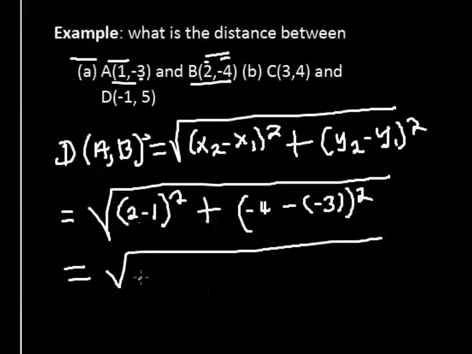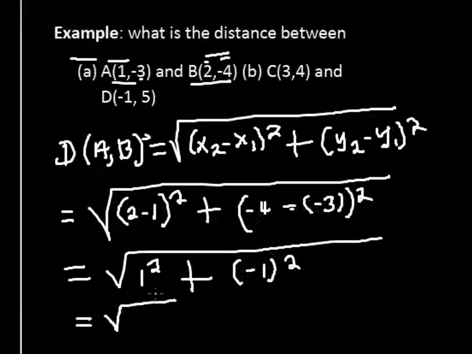Here we go. 2 minus 1 is 1, that's 1 squared. Then minus minus here is plus, minus times minus is plus, so I'm having minus 4 plus 3, that's going to give me minus 1, all squared. So this is going to be equal to 1 plus 1, minus 1 squared is 1, please take note. So this is square root of 2. So the answer to this is square root of 2.